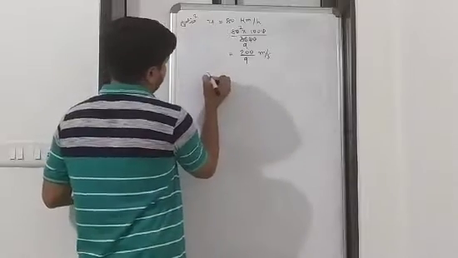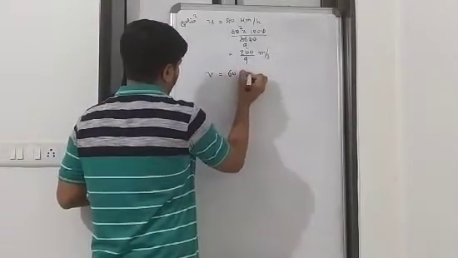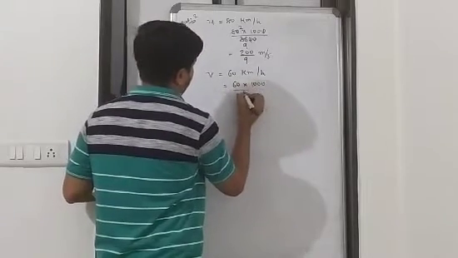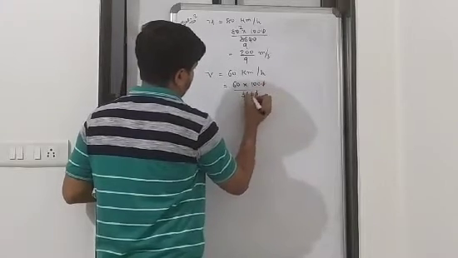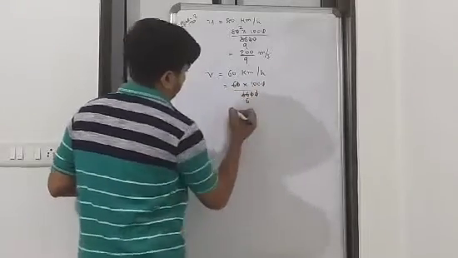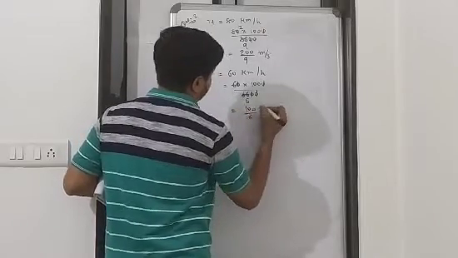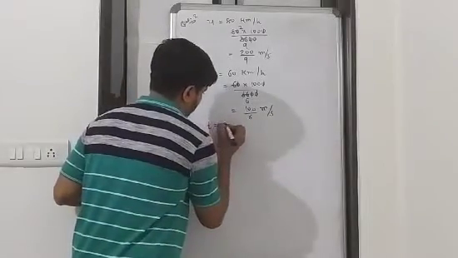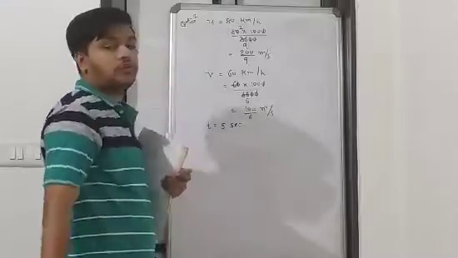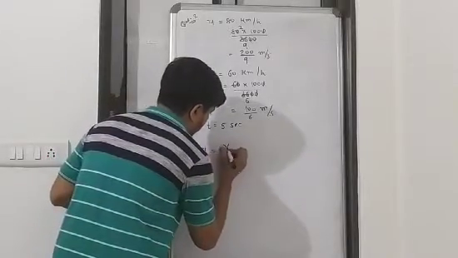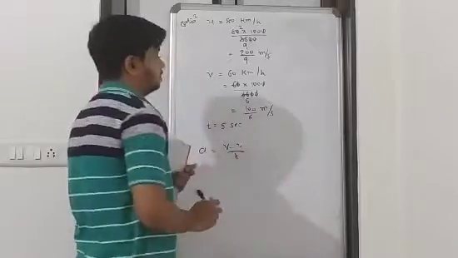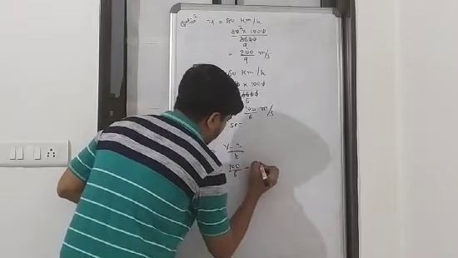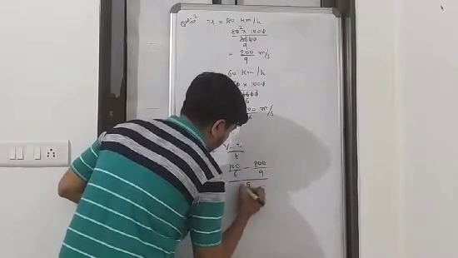Now v is 60 kilometers per hour. So 60 into 1000 divided by 3600, which gives 100 by 6 meters per second. And the time is 5 seconds. You have to find out the acceleration. So a is equal to (v minus u) divided by t. The v is 100 by 6 minus 200 by 9, divided by 5.